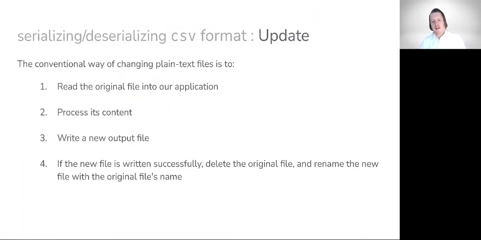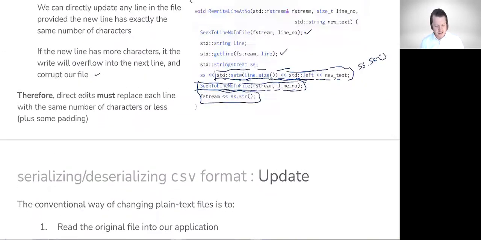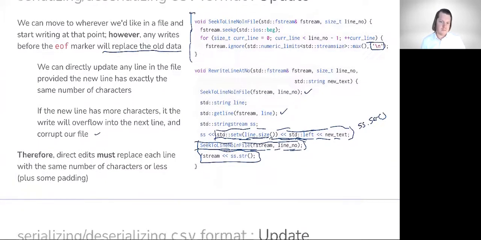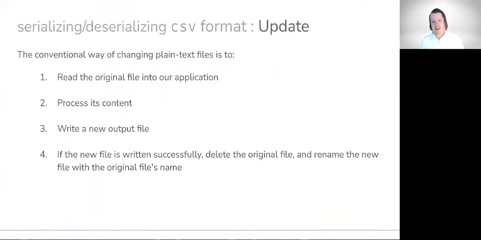So here's the more conventional way of updating a plain text file. What we're going to do is simply read the entire original file into our application. I mean, we almost have to do that if we're using this seek method here. We're then going to process the content. So maybe we want to update a record. We could jump into our collection and update the movie with ID 2, or we could go ahead and sort that collection, or maybe filter it because we wanted to remove some movies.